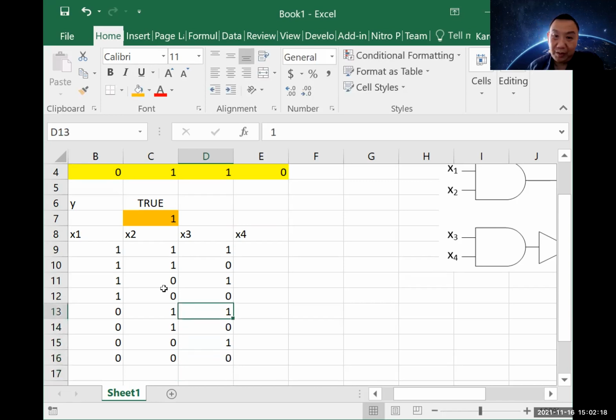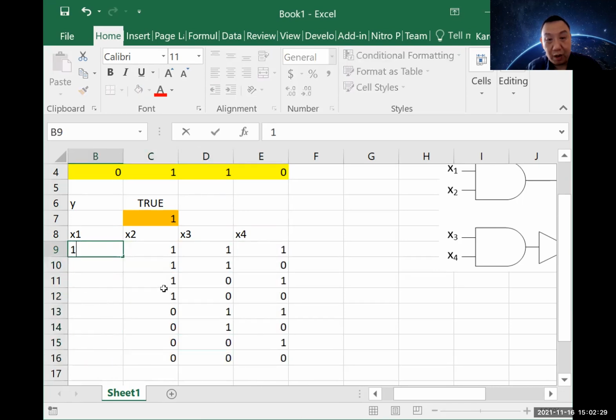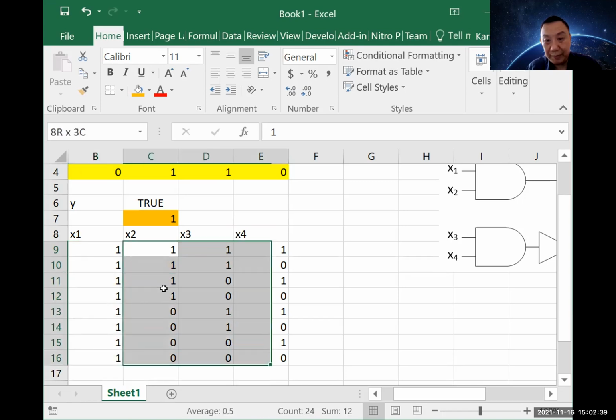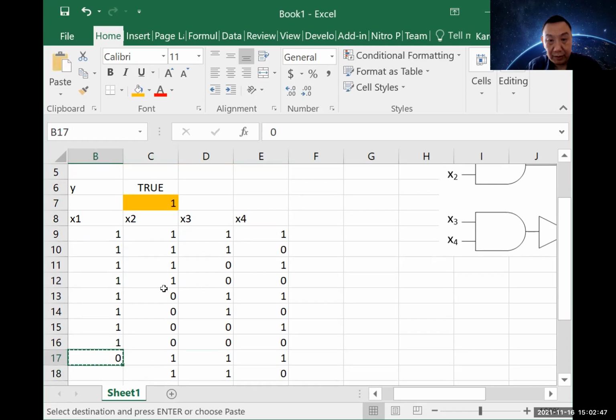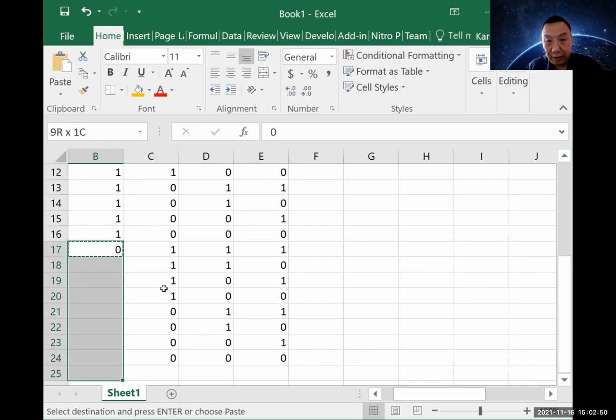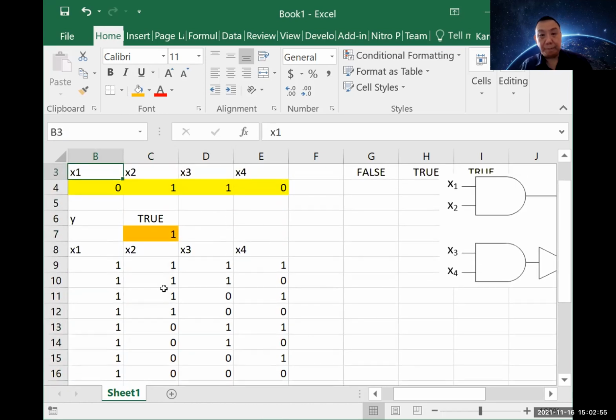But x4 still needs more. In that case, I will move this here, that means this is all 1, right? And after that, I copy everything down, and then this one is all 0. Okay, so this is all possible values, right?